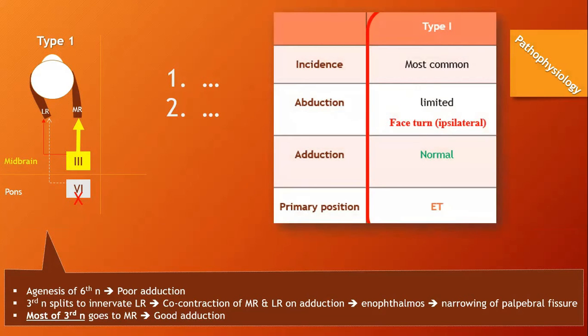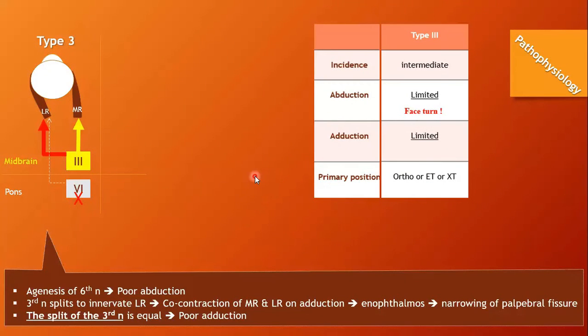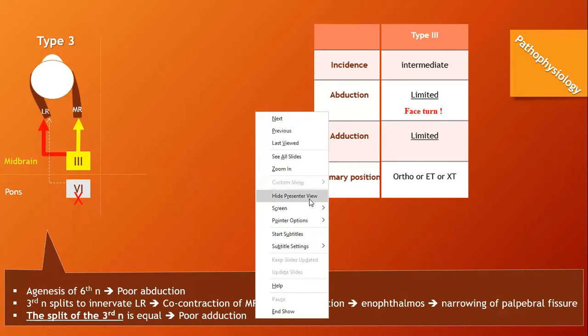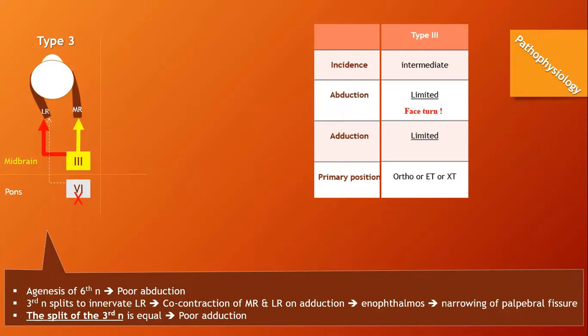No type 1 by heart. How about type 3? As you can see, I omitted type 2 because it's rare. If you remember type 3, we have limited abduction and limited adduction. What is the reason for this? Because here the third nerve splits equally to the medial rectus and lateral rectus.